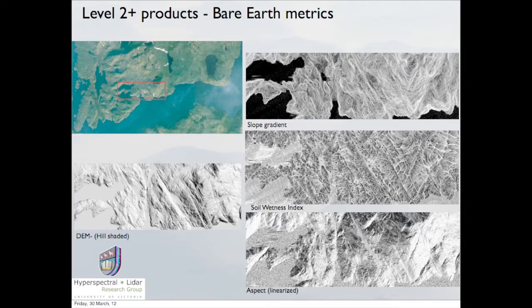This is a small area on King Island on the central coast, north of Vancouver Island. And we flew a larger area, about 6,000 hectares here, but this is a small subset of this. And here is the DEM for this area, hill shaded, slope gradient. Our soil wetness index, that's what this looks like at 2 meter or 1 meter resolution, and our aspect, which is linearized. All right, so these are the terrain metrics that we generated from this.